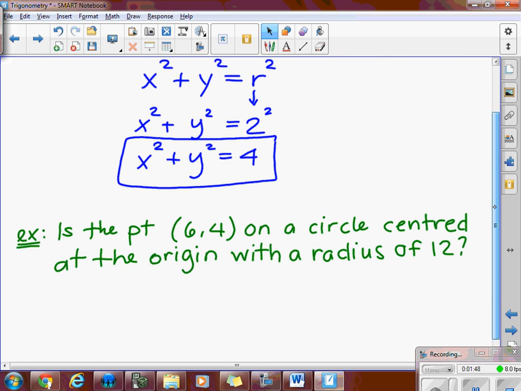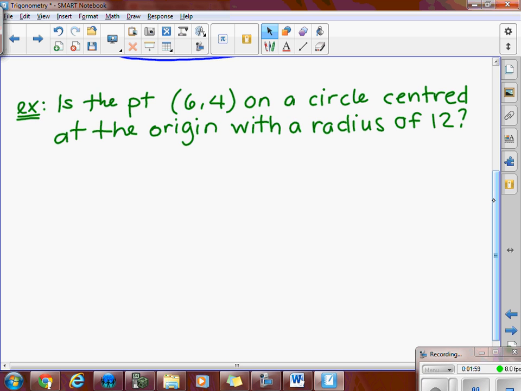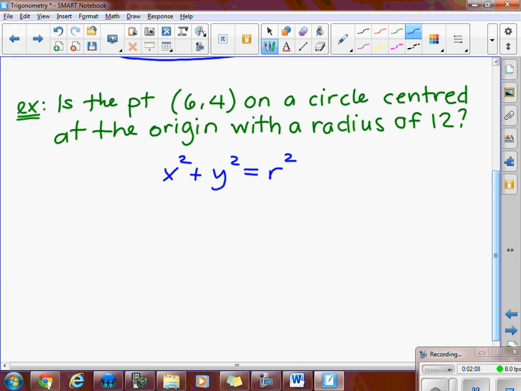So let's take a look at the next example. Is the point 6, 4 on a circle that's centered at the origin with a radius of 12? To do this, all we have to do is see if it actually satisfies the equation at all. So here's the general equation of a circle, x squared plus y squared equals r squared, where r is the radius. And if the radius is 12, this is 12 squared. And now it does tell me a point x, y. So let's put it into the equation. So let's say 6 squared plus 4 squared. Does that equal whatever 12 squared is?